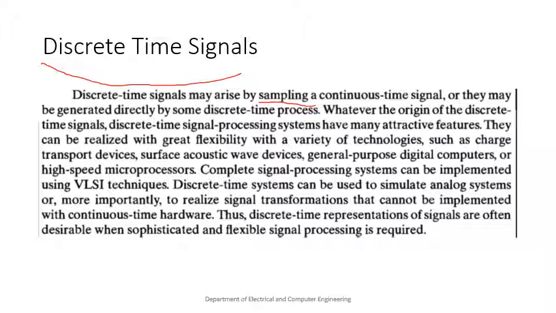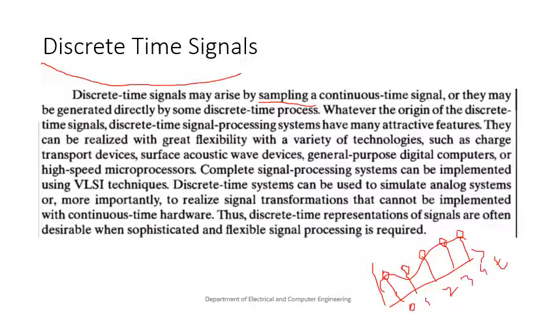So what we do is discretize the time axis. How do we discretize the time axis? For example, if this is a signal, we sample it in time. So I have picked this sample, this sample, this sample, this sample, and this sample. Now this is 0, 1, 2, 3, 4. So these are samples.